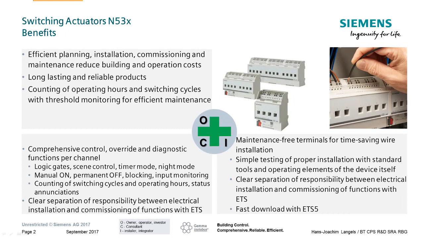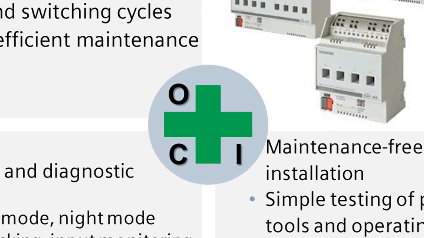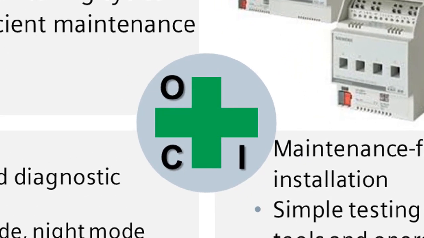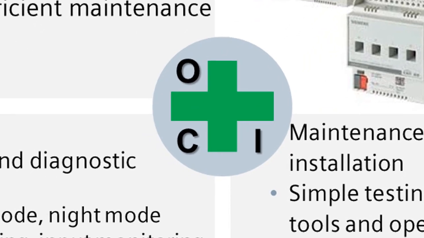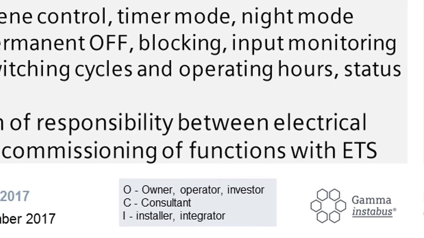Before we start to learn about the new Siemens GAMMA instabus switching actuators in detail, here are the main OCI benefits. OCI stands for the three categories of people involved in the planning, design and operation of a building. O equals owner, operator and investor. C equals consultant. I equals installer and integrator.